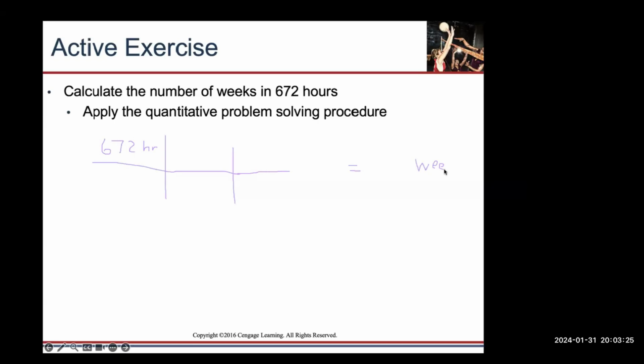So what are some of our conversions? What type of measurement is this? Is it distance? Is it volume? Is it temperature? Is it time? Okay, so what are some of the different time measurements that we have? So we have days. How many hours are in a day?